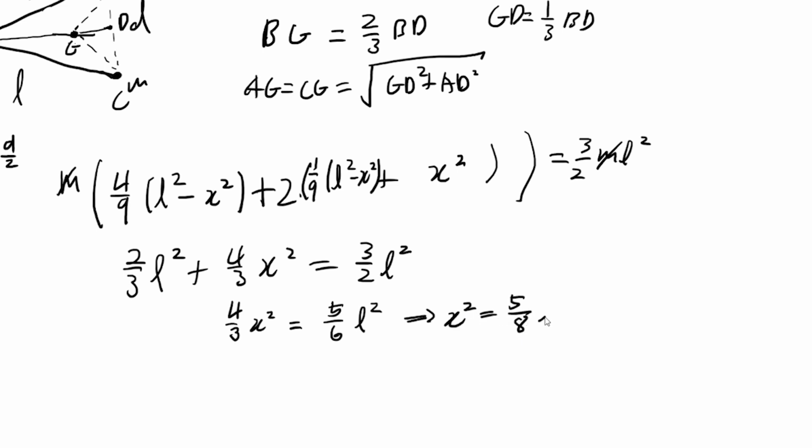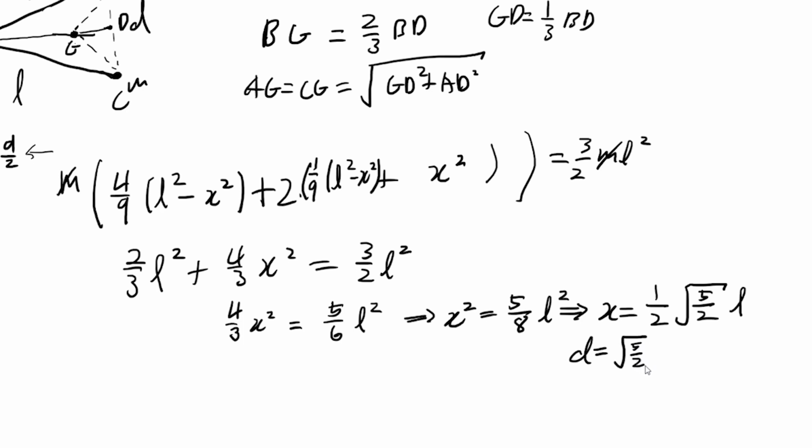which means that X squared is equal to 5/8 L squared, which means X is equal to 1/2 times root 5 over 2 L. And the last thing here we need is x equals, well, I guess it's slightly cut off here, but x is equal to d over 2. So then the half is going to cancel. So d is equal to root 5 over 2 L.